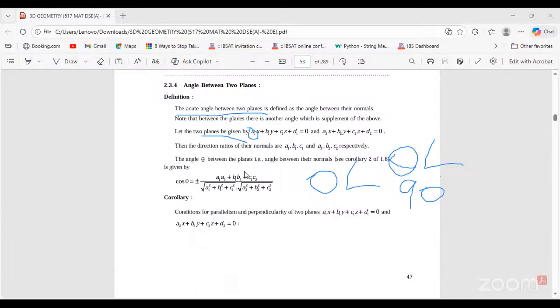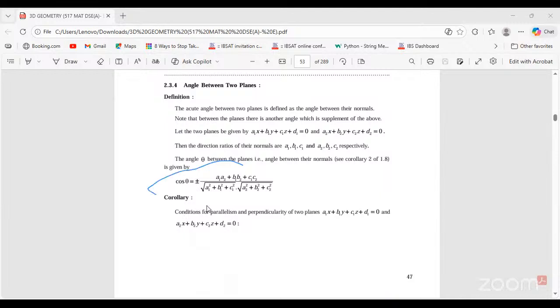The angle theta between the planes, the angle between their normals, is given by cos theta. This is the important formula. You have to remember this one. Cos theta equals plus or minus a1 a2 plus b1 b2 plus c1 c2 by under root of a1 square plus b1 square plus c1 square into under root of a2 square plus b2 square plus c2 square.